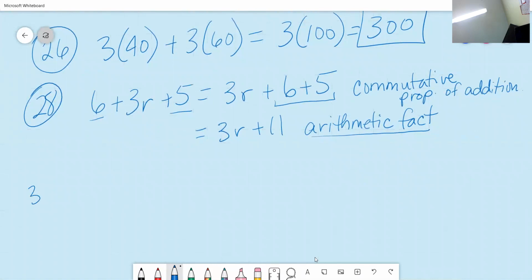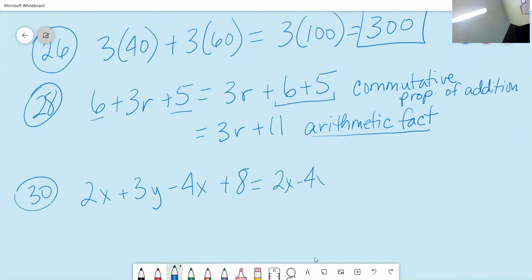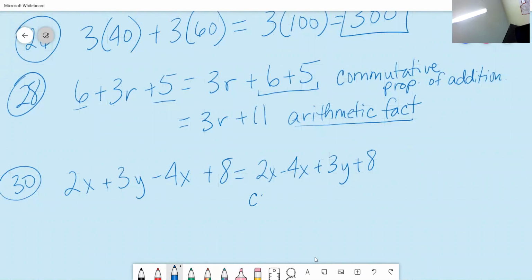Okay, so let's look at number 30. Number 30 says 2x plus 3y minus 4x plus 8 equals 2x minus 4x. I'm going to run out of room if I'm not careful here. Plus 3y plus 8. So again, we are using the commutative property of addition to put together like terms, and so that we can then turn around and simplify. So I'm just going to put it underneath here because I've run out of room.